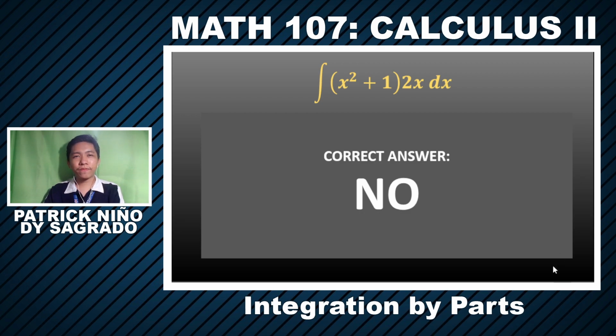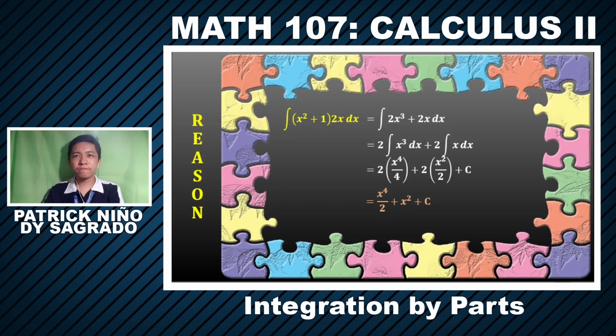So basic enough. The reason here is the following. We can just simply use the basic integration rules. We can have that, or we can multiply, and then 2x cubed plus 2x dx, and then we can separate that through the addition rule, and further down the line we can use the basic integration rules, and we have this.